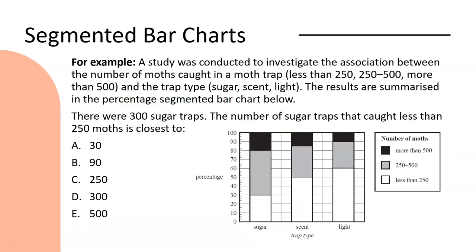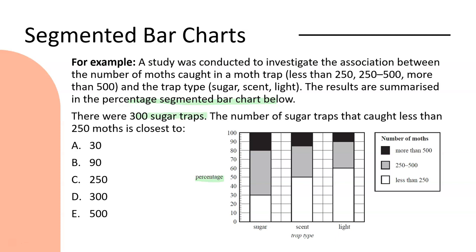Another type of example is where you're presented very similar information but asked to convert that to a number of raw data. So in this one, we have a study was conducted to investigate the association between the number of moths caught in a trap and the trap type. The results are summarised in the percentage segmented bar chart below. So again, we're given a percentage segmented bar chart to work with. The additional information here is that there were 300 sugar traps in total.